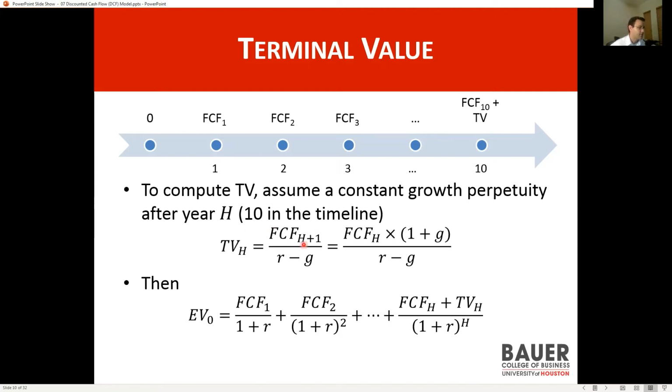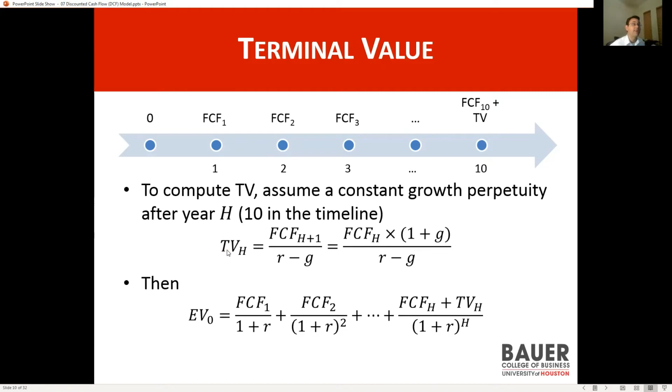Now, how do you get this free cash flow at H plus 1? You only forecasted the cash flows up to time H. Remember, you cut things off here at time 10. So how do you get free cash flow at time H plus 1? Well, you just multiply the free cash flow at H times 1 plus G. After time H, the cash flows are going to grow at a constant rate G. So if you know what the cash flows are at time H, then you easily know what the cash flows are going to be at time H plus 1. It's just whatever they were at H times 1 plus your growth rate. That's how you find the terminal value.